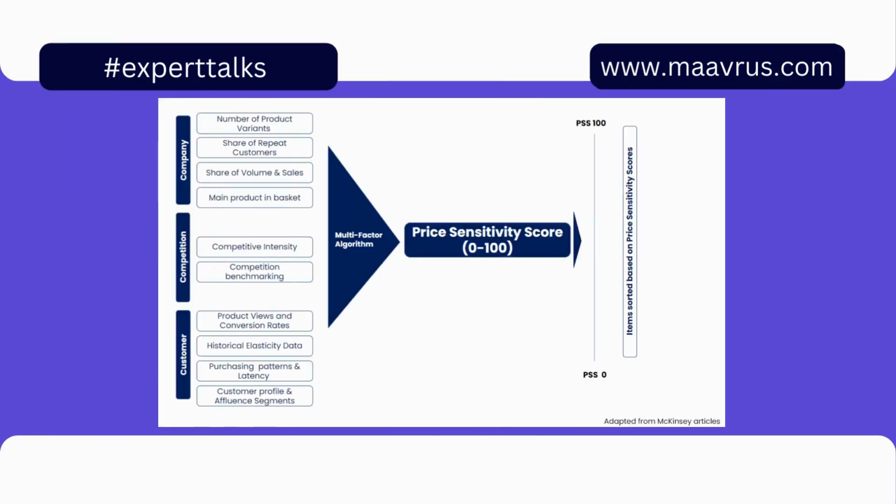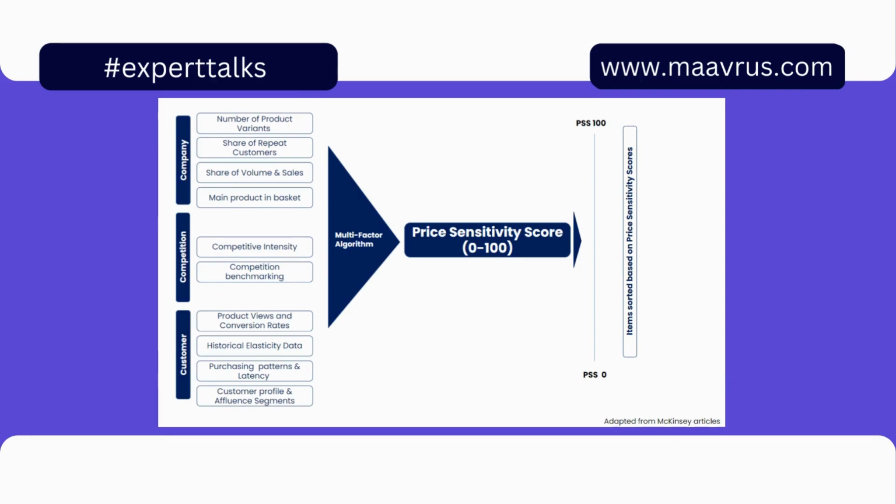From a price sensitivity perspective, one needs to create a price sensitivity score for each of the items in the company's range. And for that, a few input factors are required. From a company-related inputs perspective, it could be, how many products does the company carry in its range? How many product variants does it have which have similar product attributes like the item in question? What is the contribution of this item to the overall sales value and sales volume of the company?